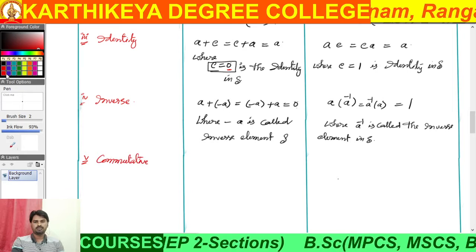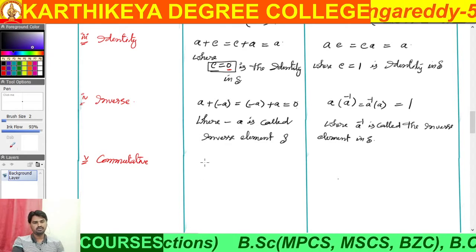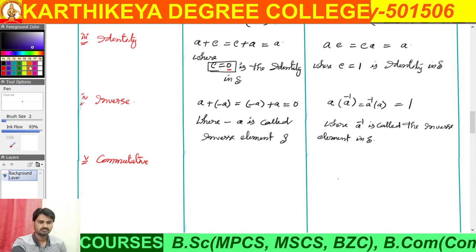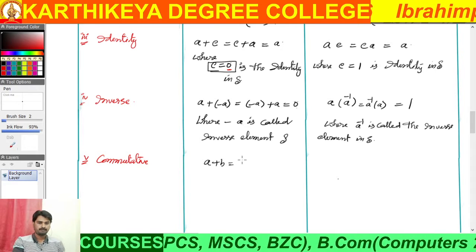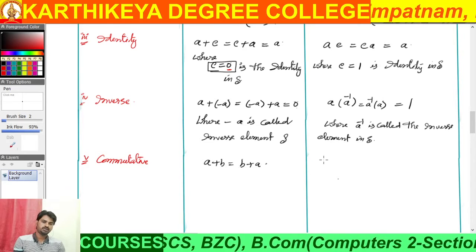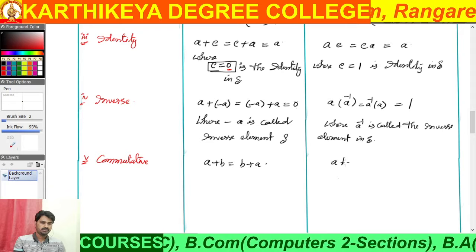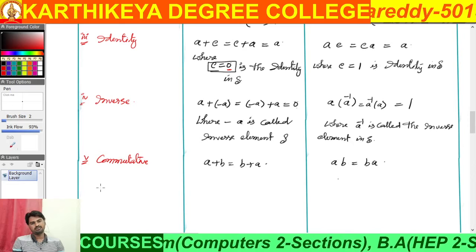Commutative property is like this. Let us take any two elements, that is a plus b is equal to b plus a. This is the commutative property with respect to addition. Next one, with respect to multiplication, a into b is equal to b into a. This is the commutative property.